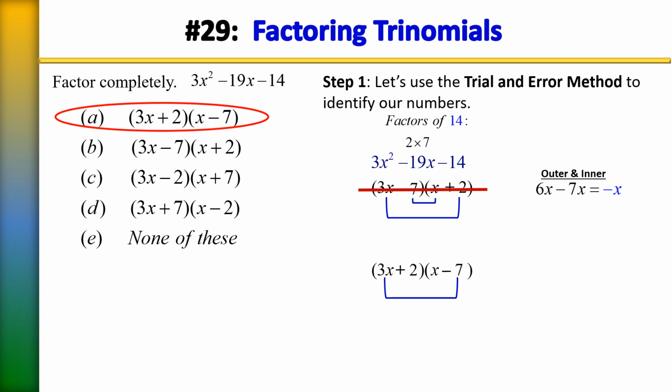So outer 3x times negative 7 equals negative 21x. 2 times x for inner gives me 2x. So when we combine them, we do get our middle term of negative 19x. So that is why choice A is the correct answer.